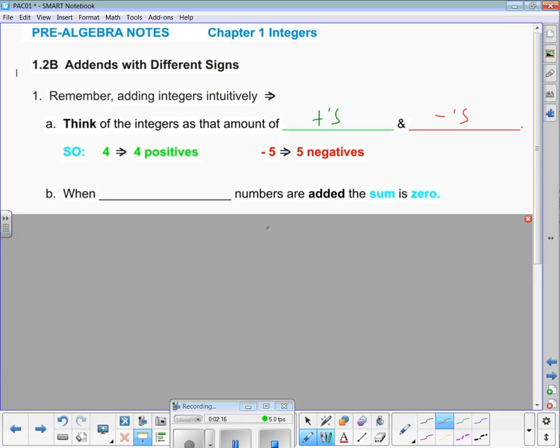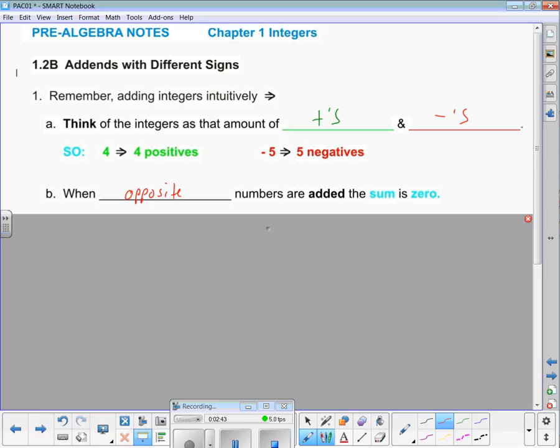All right, let's remember this. I'm going to take my red. When opposite numbers are added, we talked about this a couple days ago, the sum is 0. So when opposite numbers are added, the sum is 0.